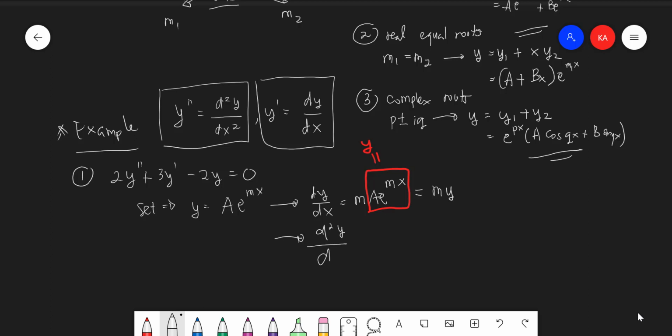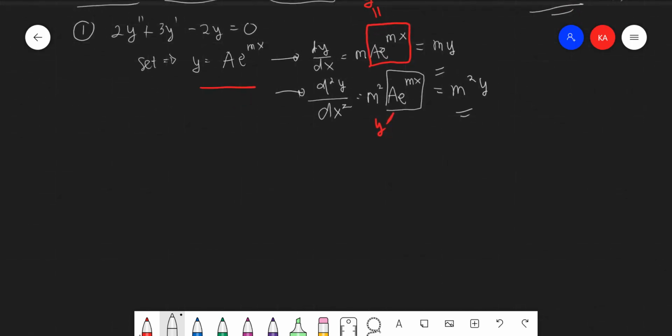And then the second derivative, d squared y per dx squared, is equal to m squared a e power of mx. It's similar: a e power of mx is equal to y. So it means that d squared y per dx squared is equal to m squared y.